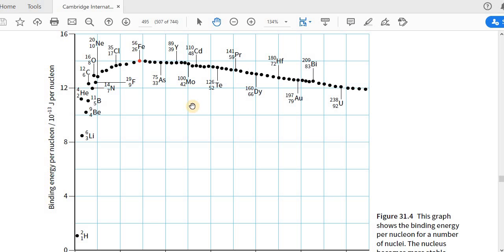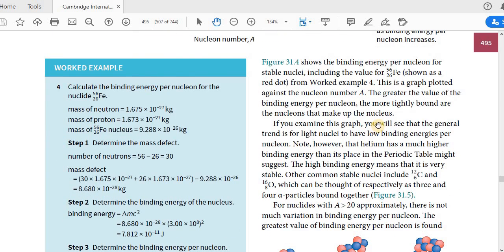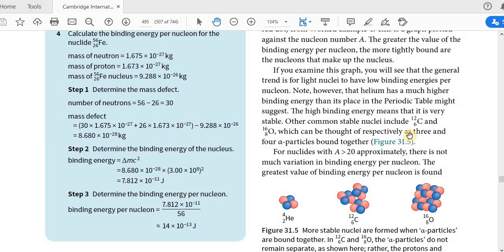And you can see some pattern here. For chemistry also you would have learned some details about this. Carbon 12 and oxygen 16 can be thought of respectively as 3 and 4 alpha particles bound together. So an alpha particle is identical to a helium nucleus. So if you put helium nuclei together, the proton number of each helium is 2. So 2 plus 2 is 4, 2 plus 2 plus 2 is 6, 4 plus 4 is 8, then 12. Then it will give you this.